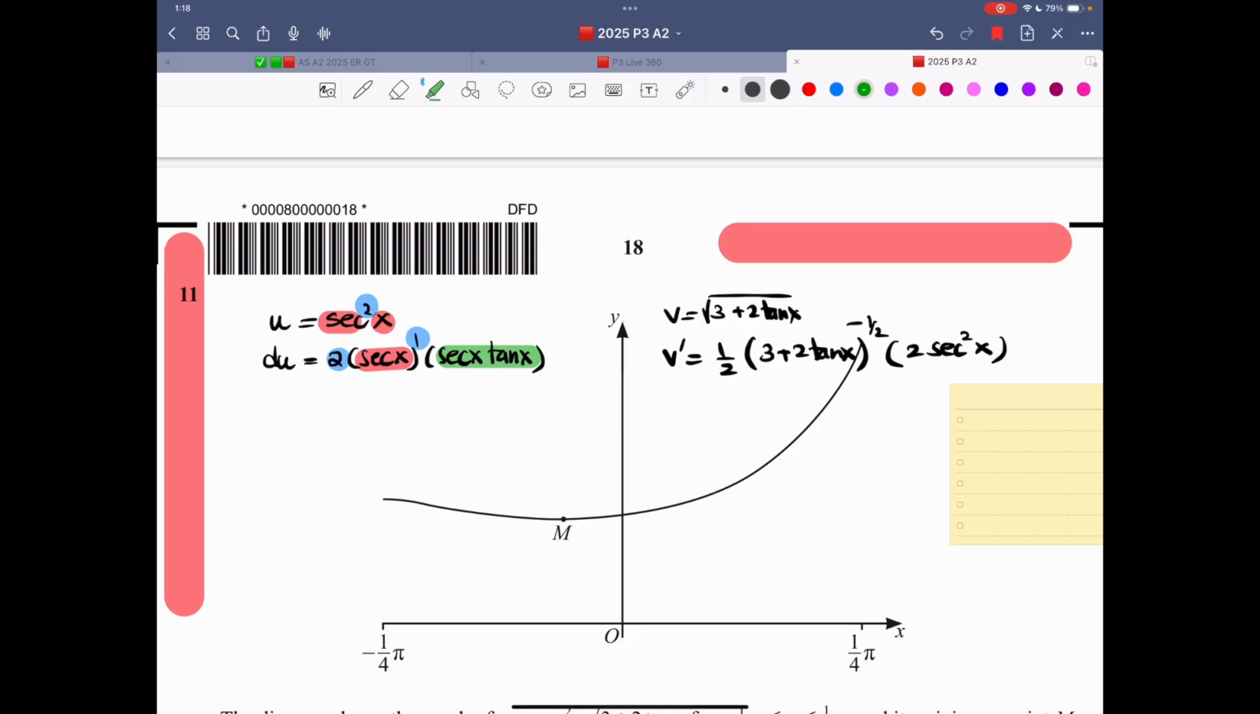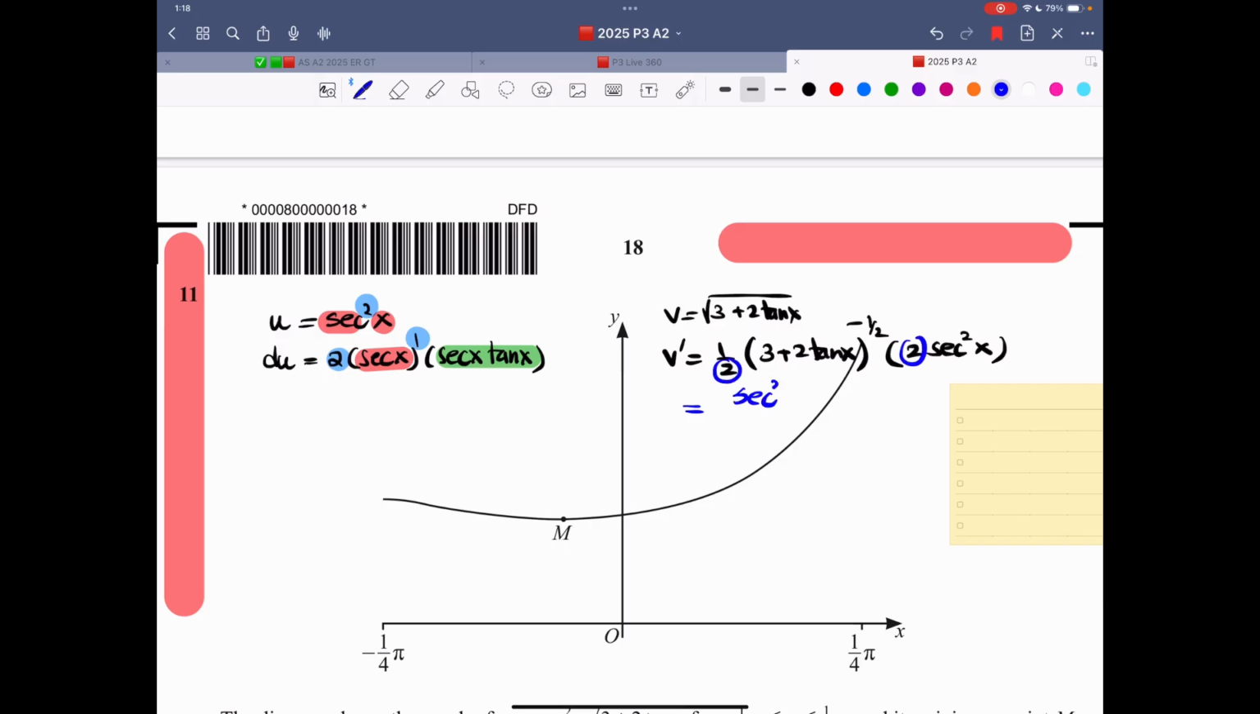Got the idea? v is 3 plus 2 tan x raised to power of half. Half comes down. This remains as it is. Power reduces by 1 into derivative of bracket. This you can write further as this 2 and 2 will cancel out.